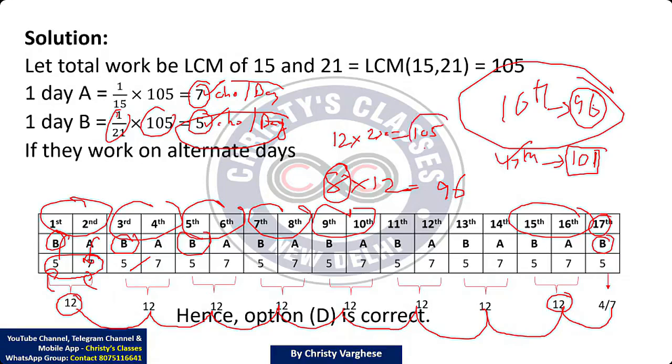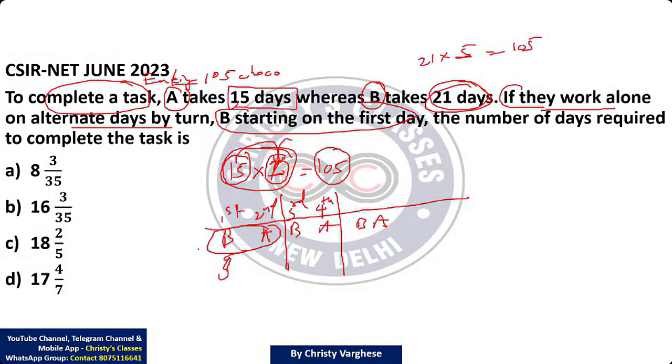How many chocolates we need to complete? 105. Means 18th day complete किया तो 18th day में कौन वर्क करेगा? A वर्क करेगा. 101 plus 7 108 होगा. हमें 108 नहीं 105 चाहिए, मतलब ये दोनों के बीच में होना चाहिए. 101 and 108 के बीच में, मतलब 17th दिन कंप्लीट करके 18th स्टार्ट किया लेकिन कंप्लीट नहीं किया 18th दिन. मतलब आंसर 17 पॉइंट समथिंग होना चाहिए.